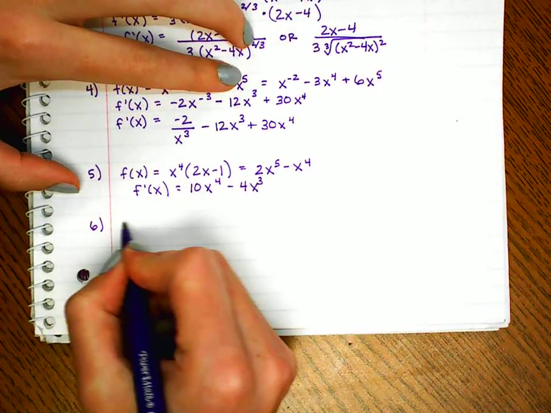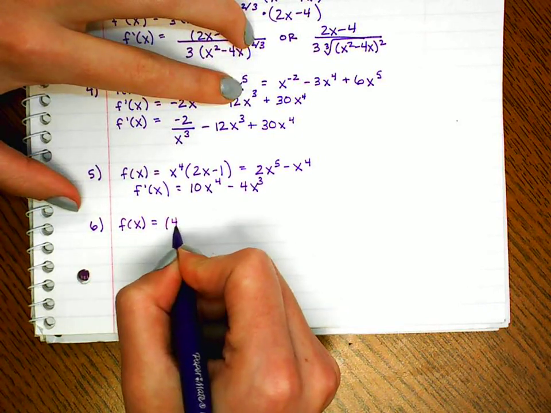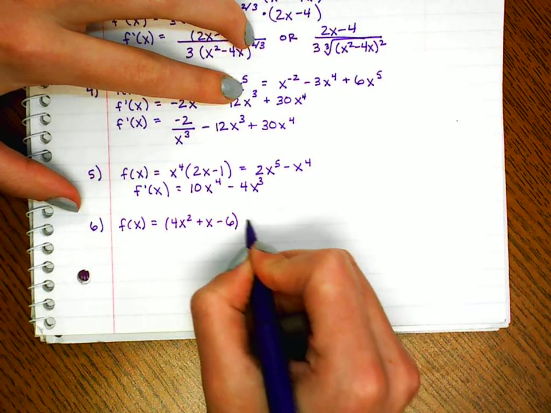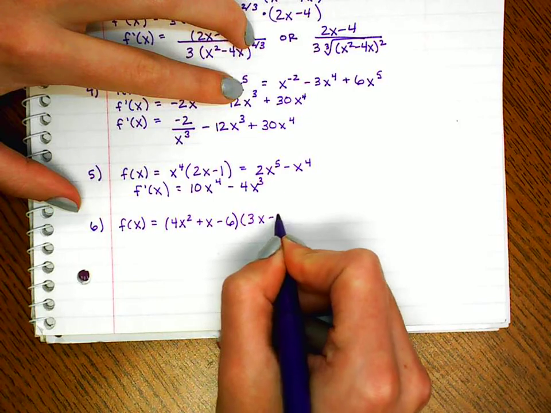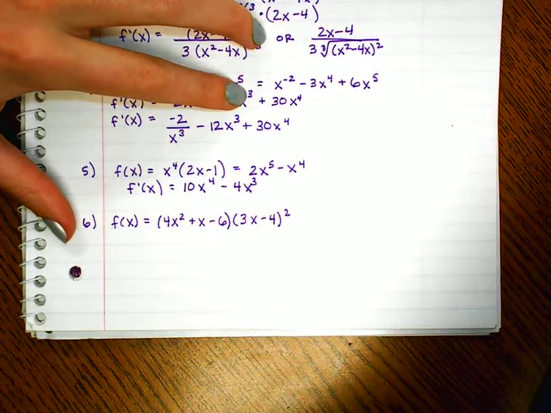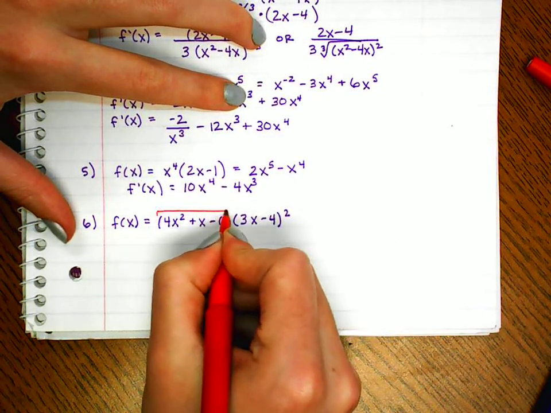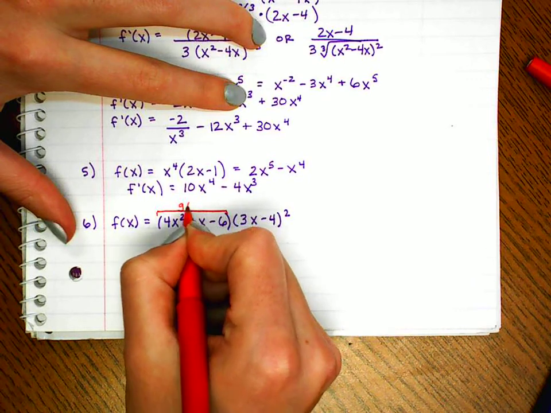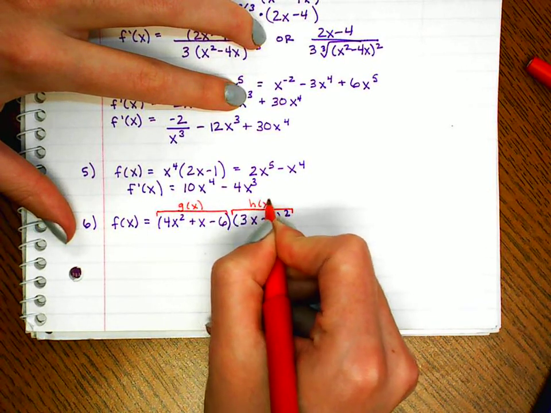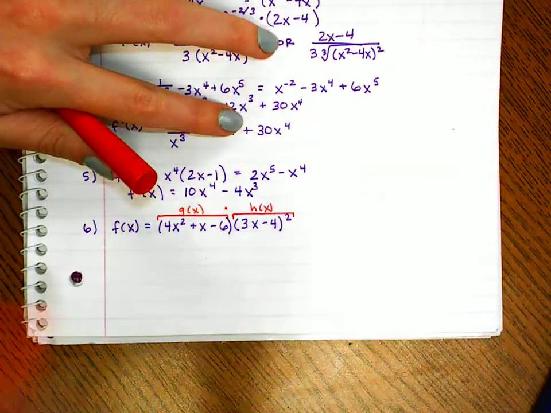Number 6. My original function is the quantity 4x squared plus x minus 6 times 3x minus 4 all squared. Notice I have 2 parts multiplied together. So I'm actually going to take out my red pen now. I'm going to call this g of x. I'm going to call this h of x. And notice these 2 things are being multiplied together. That means I need to do the product rule.